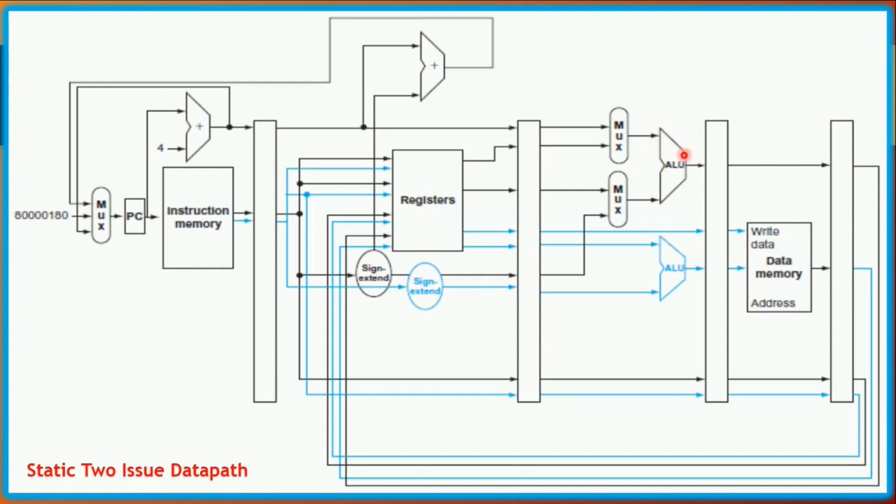The first ALU will do the normal operation with respect to an ALU instruction or a branch instruction. The second ALU will operate to calculate the address in case of a store word or load word instruction. So by implementing multiple hardware units, we are able to overcome structural hazard in case of the static two issue data path.